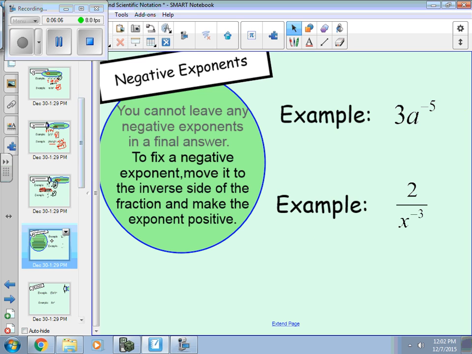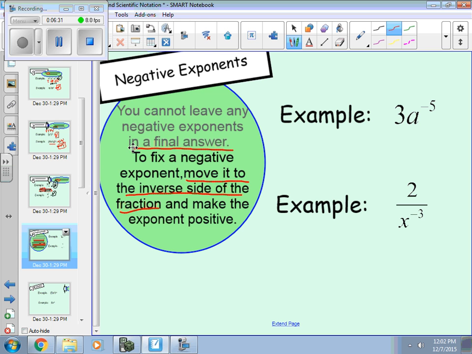All right, the next one, negative exponents. When we are doing anything with negative exponents, we try not to leave negative exponents in our final answer. So to fix a negative exponent, move it to the inverse side of the fraction, or the other side of the fraction, and that makes it a positive exponent. So let's look at some examples here.